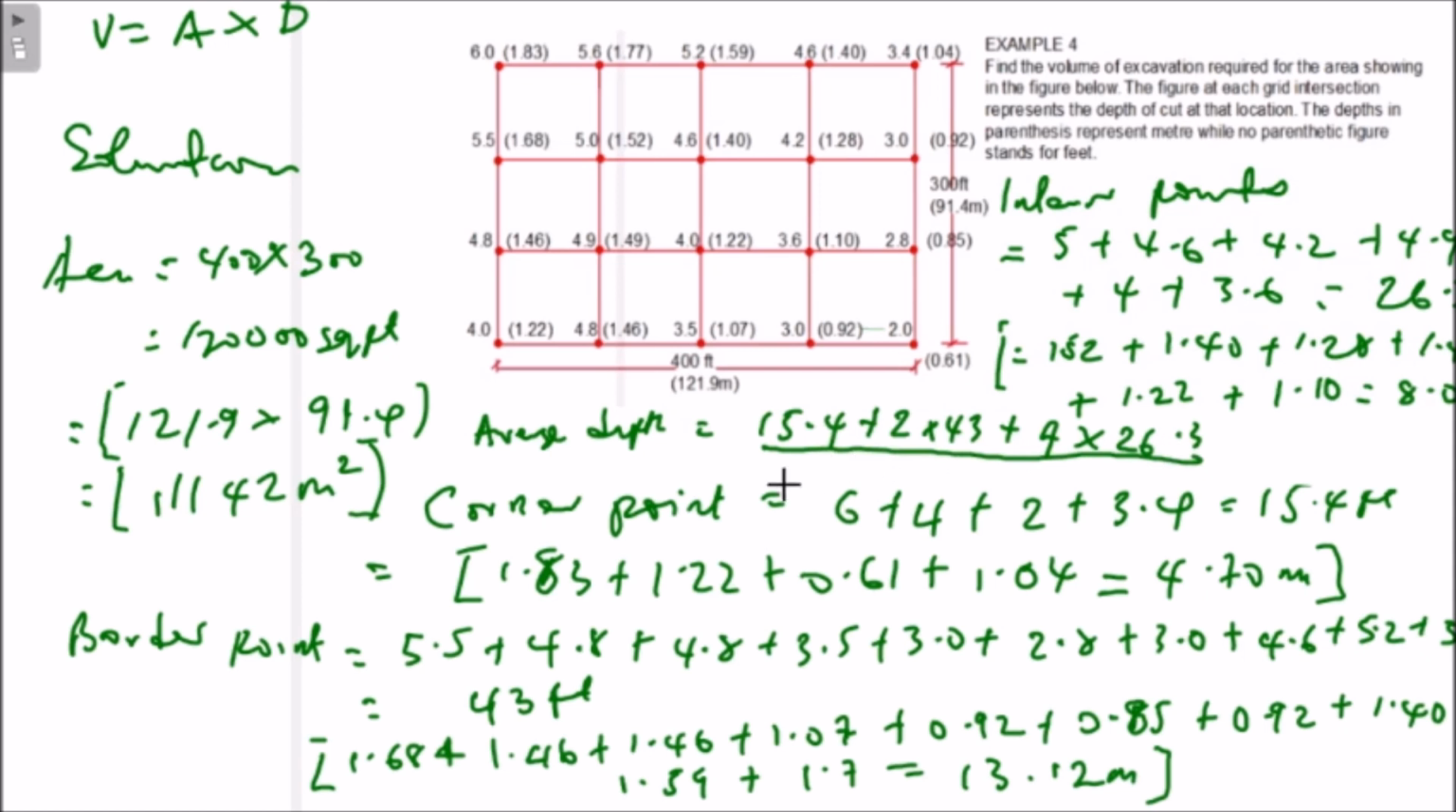We're doing this, how many points? Remember I said we have 4 corner points, 10 border points, and 6 interior points. So when we add all of them, we are going to have 48. How are we going to get that?